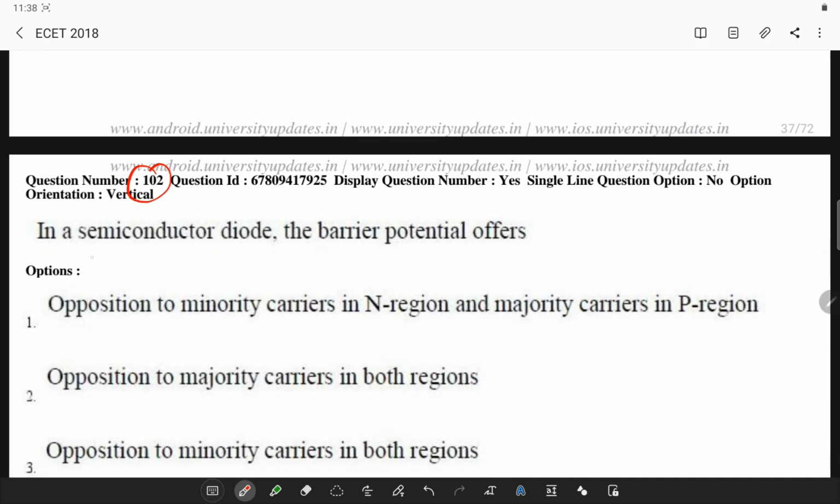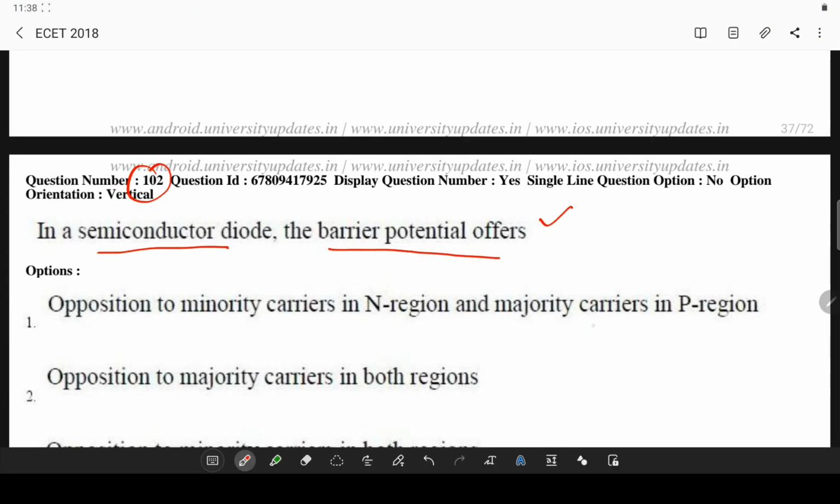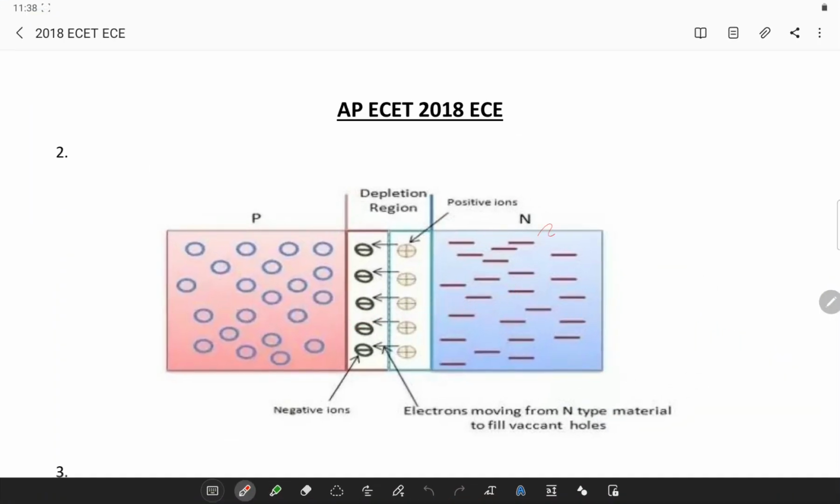In this question, in a semiconductor diode, the barrier potential offers... So we have to know how the barrier looks. This is a PN junction diode, and this is called the depletion region or space charge region, in which the barrier potential is generated.